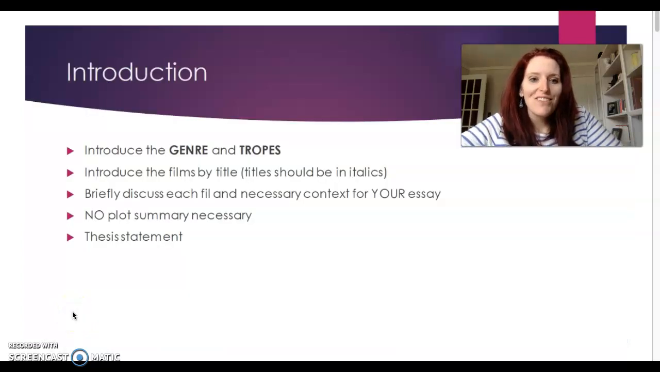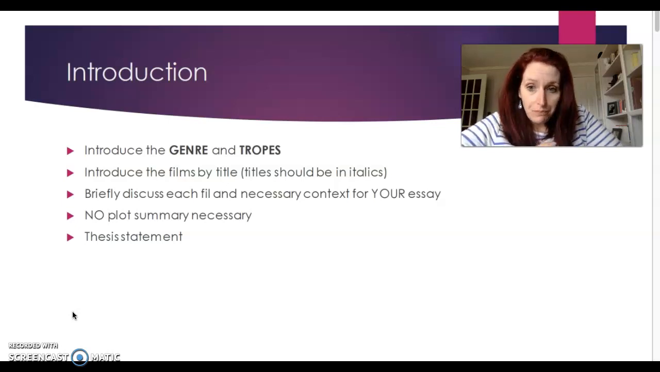So obviously, the first thing that you need is your introductory paragraph. And in that introduction, you want to introduce the genre of the films and the tropes that you're going to be discussing. The tropes don't necessarily have to be in your thesis statement, like they weren't in mine, or they can be. You'll see in the example that I provide. You also want to make sure that you introduce the films by title, and those titles should be italicized.